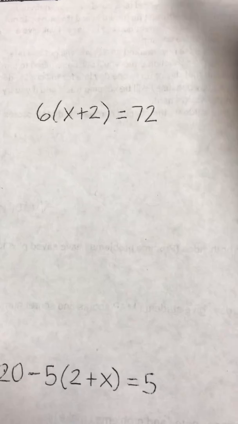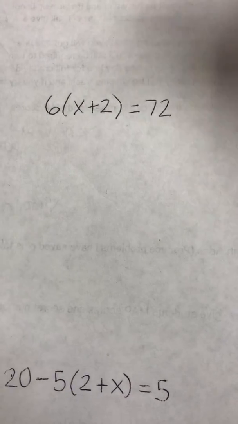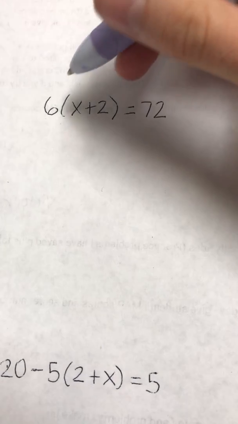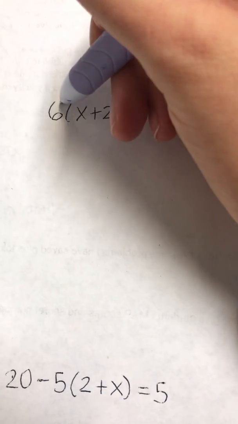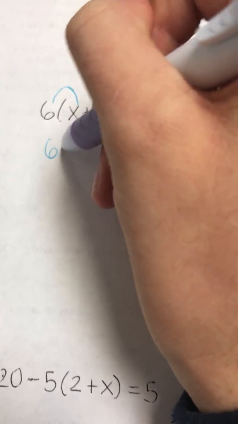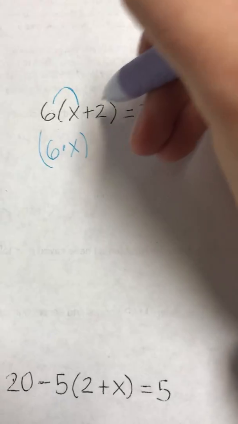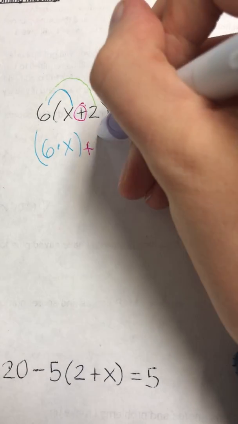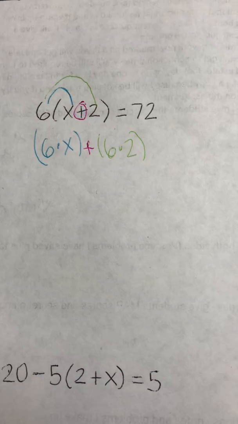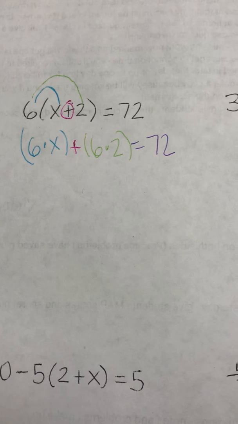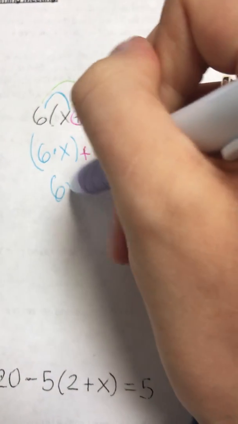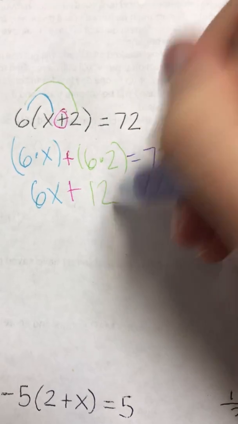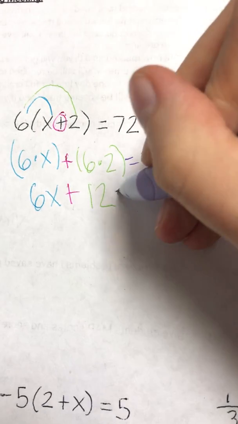But anyway, how we solve this is we use the distributive property when we have a number outright touching the parentheses. This is just like what we practiced last week. So 6 times x plus 2, outside times inside, 6 times x. Then I have plus, so I will keep the plus, and then 6 times 2, I will write here, and then it equals 72. So now we can simplify this. 6 times x, 6x, plus 6 times 2 is 12, and then in the end it equals 72.